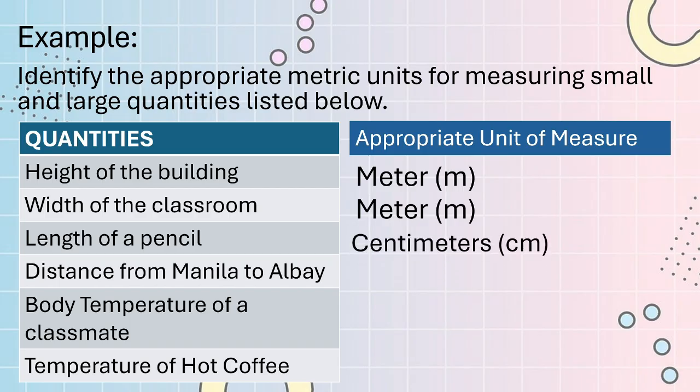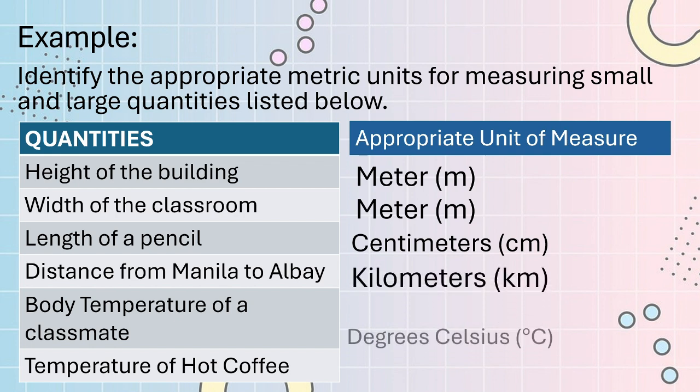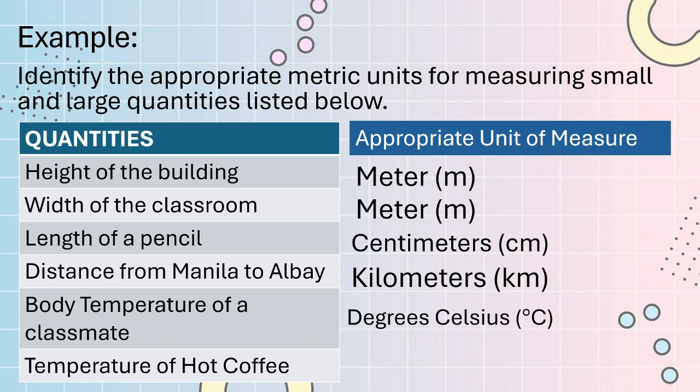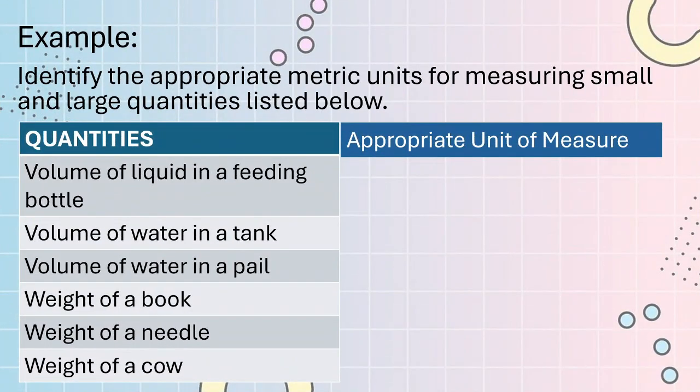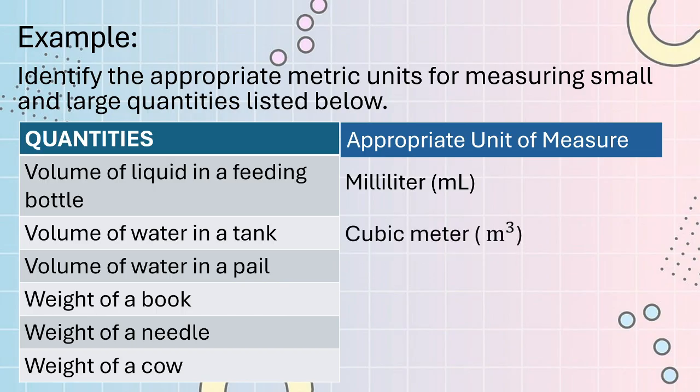Pag sinabi nating length of a pencil, centimeters. Distance from Manila to Albay, automatically kilometers. Body temperature of a classmate, degrees Celsius. And temperature of hot coffee, degrees Celsius. Okay, yan yung mga appropriate unit para inyong masukat, malaman, itong mga nasa quantities. Next, volume of liquid in a feeding bottle, that is milliliter. Volume of water in the tank, cubic meter.